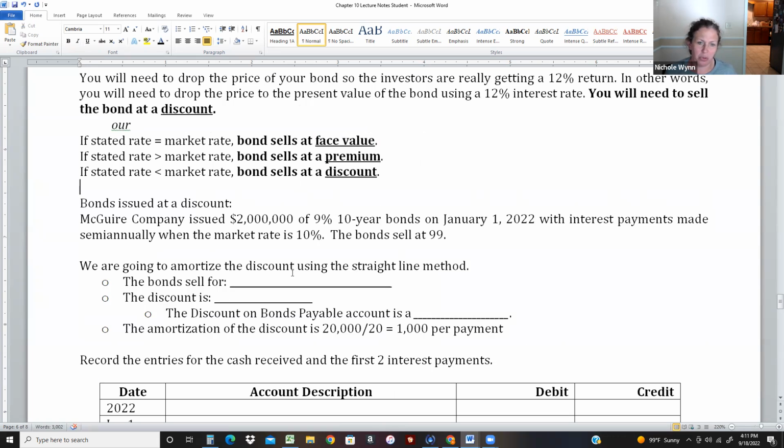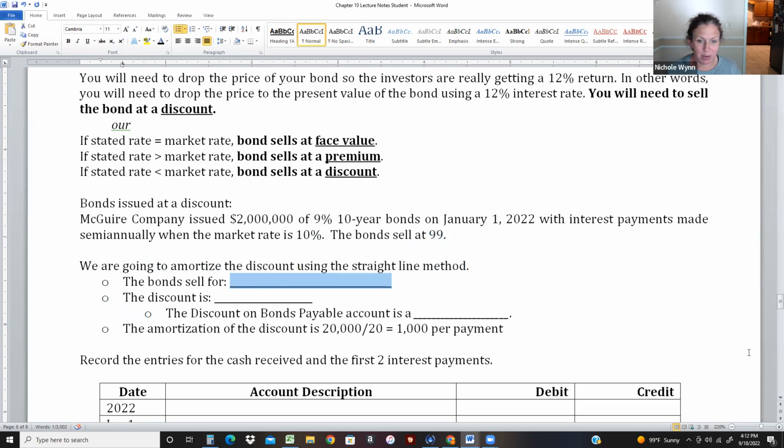So let's go ahead and work through what the entries would look like if our bond sold at a discount. McGuire Company issues 2 million of 9% 10-year bonds on January 1 with interest semi-annually when the market rate is 10. So our bond is paying 9% when the market is paying 10. So people do not want our bond because we are not paying as good of a rate as the market. So it says the bond sells at 99. So if the bond sells at 99, remember that means 99% of the face value.